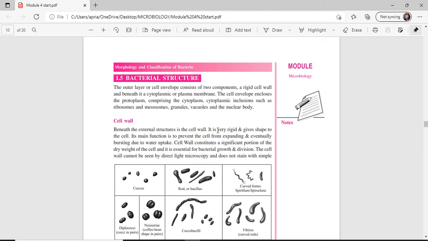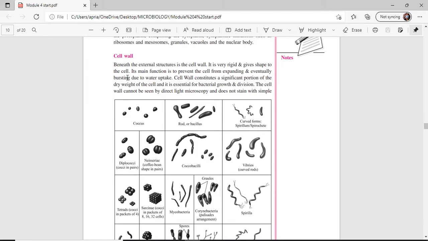Next is bacterial structures. The outer layer of the cell envelope consists of two components, a rigid cell wall, and beneath it a cytoplasmic or plasma membrane. The cell envelope encloses the protoplasm, comprising the cytoplasm and cytoplasmic inclusions such as your ribosomes and mesosomes, your granules and vacuoles, and the nuclear body.